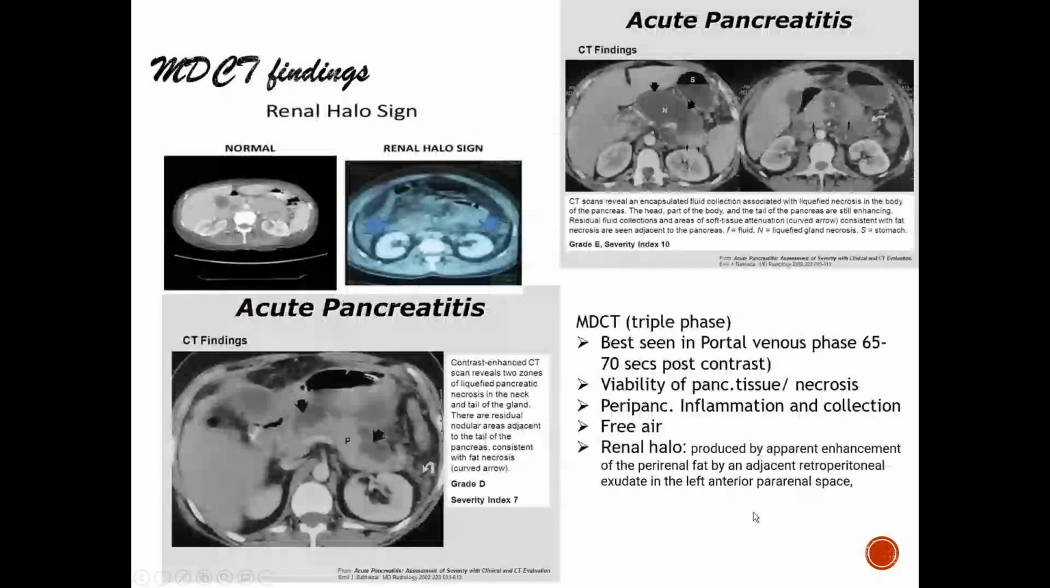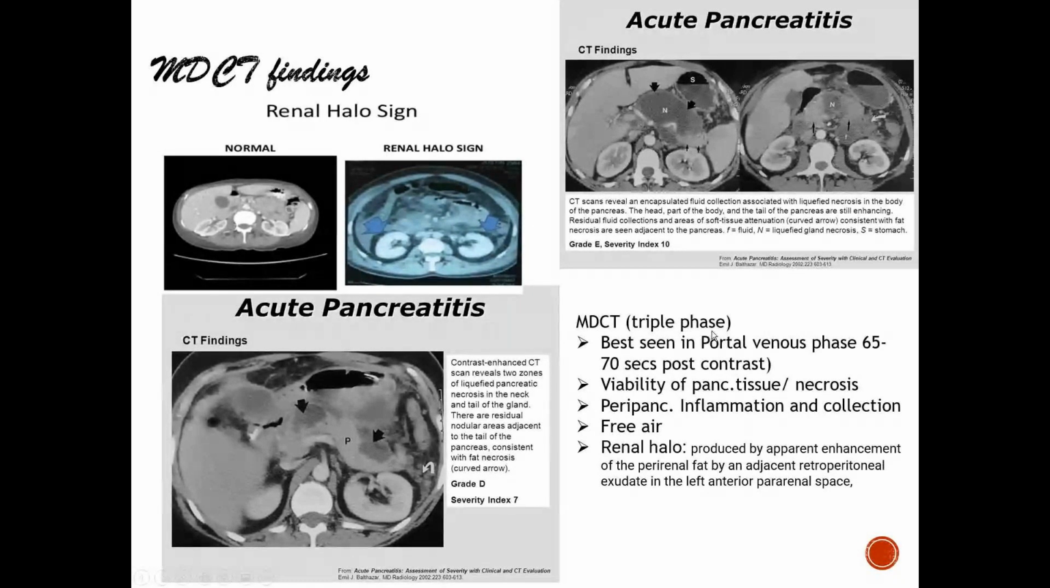And that brings us to the most important, and that is the multi-detector CT finding, multi-detector CT or the CECT, which is very informative, either done as a non-contrast or it can be done with contrast. And a triple phase CT is very informative. And what are we looking for? The best evidence for acute pancreatitis is available with a triple phase MDCT, and the best visualization is in the portal venous phase, 65 to 70 seconds post contrast. What are you looking for? Viability of pancreatic tissue, necrosis, easily seen on CT; peripancreatic inflammation and collection, easily seen on CT; free air, easily seen on CT; and a renal halo sign.